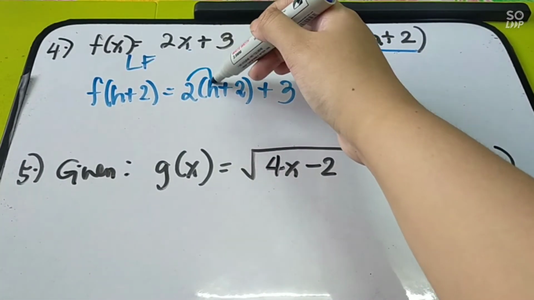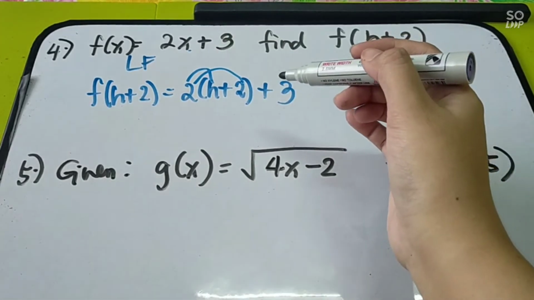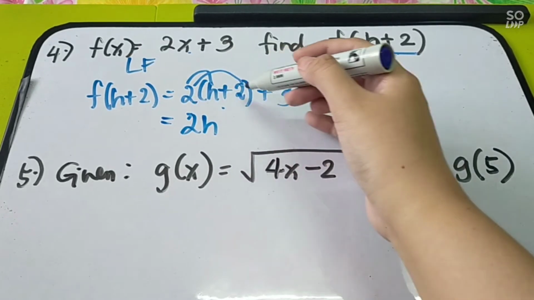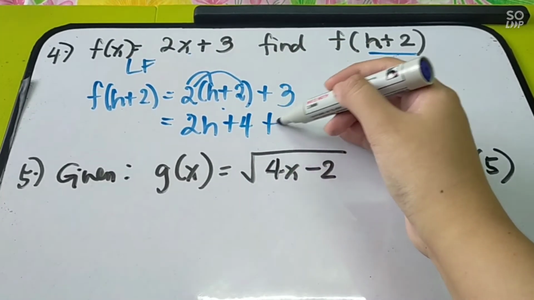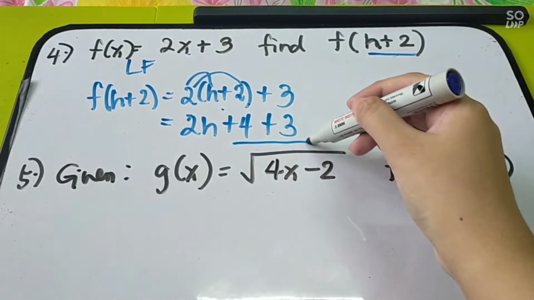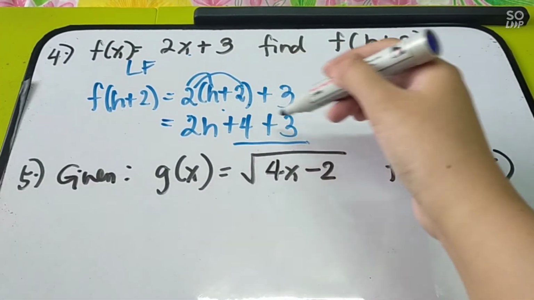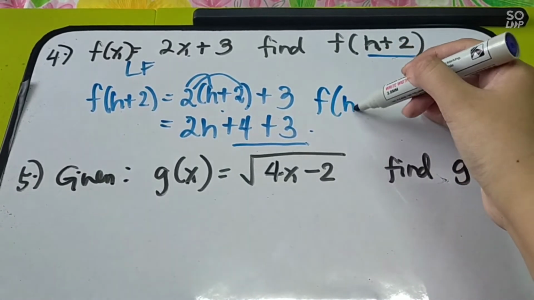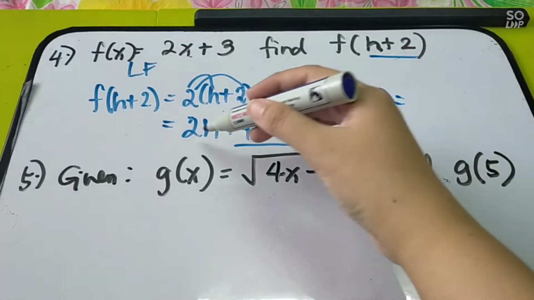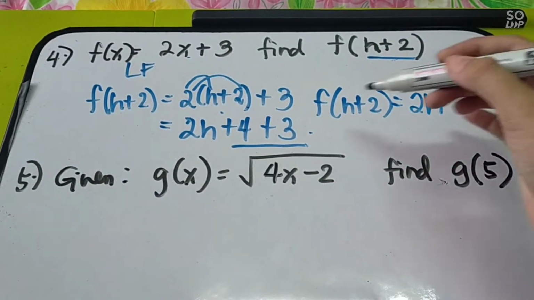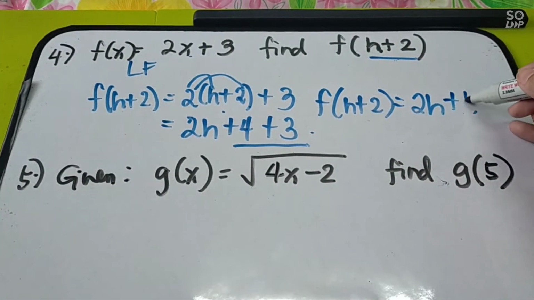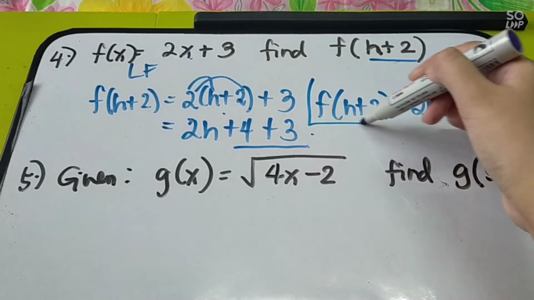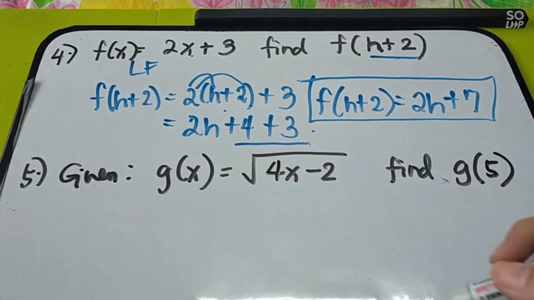How? You are going to distribute 2 doon sa loob ni open and close parentheses. So, you have 2 times h, that is 2h. 2 times 2, that is plus 4. Then, plus 3. Then, you are going to combine like terms. So, yung wala kang variable, yung 4 plus 3 ko combine mo. So, therefore, f of h plus 2 is equal to, just copy 2h. Then, 4 plus 3, we have plus 7, positive 7. Then, this one, di mo na kailangan siya i-combine. So, yan na yun. So, this is now your final answer. So, that is number 4.